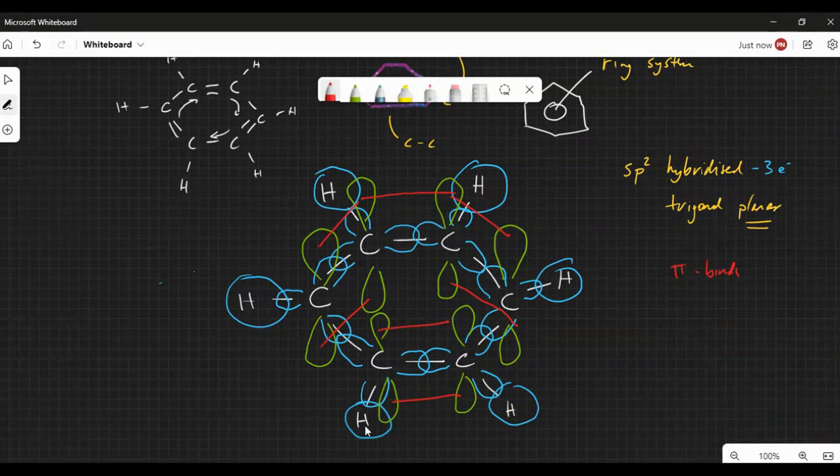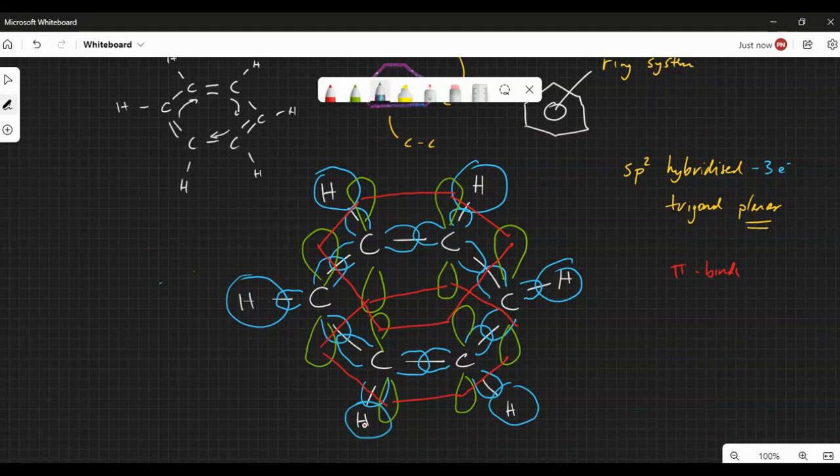This one will delocalize with this one, this one with this one, and the bottom as well. These lobes will delocalize with each other like that. So you get electron density above the ring and below the ring.